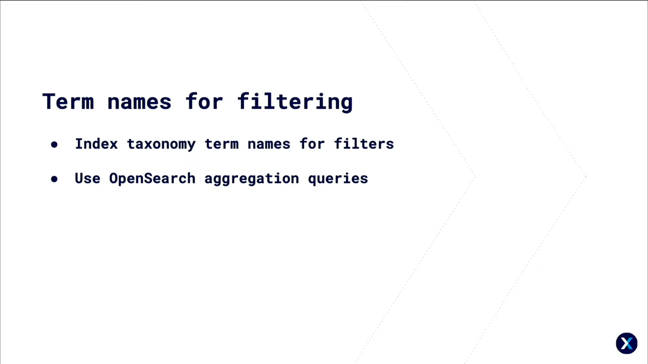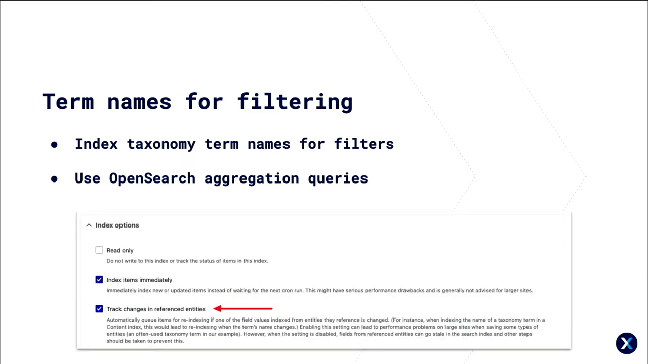The caveat there you might be already thinking is, well, if I change a term name, that term name then has to be updated on everything that's tagged against that term. Thankfully, Search API actually has a little setting that gives you that for free called track changes in referenced entities. And it works flawlessly. Haven't really had any issues there whatsoever.